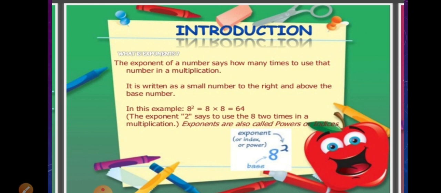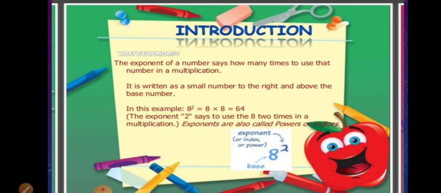The exponent of a number says how many times to use that number in a multiplication. It denotes how many times a number will be multiplied. It is written as a small number to the right and above the base number, on the right hand side of the base number.